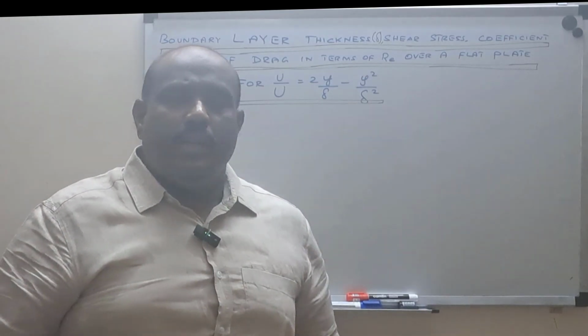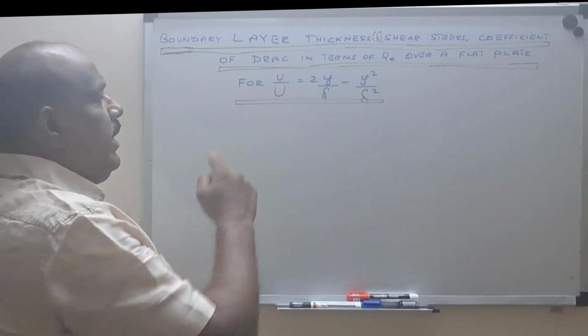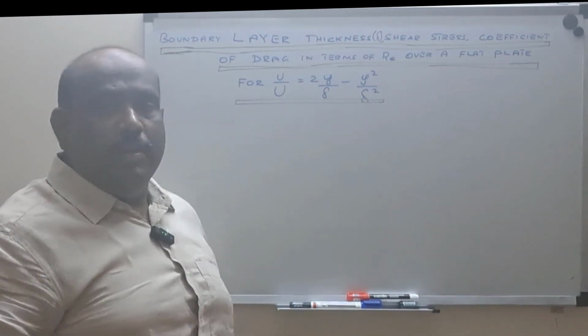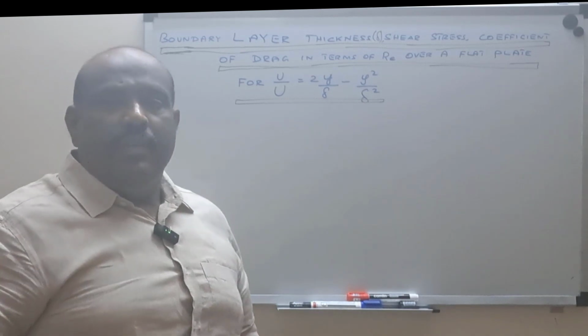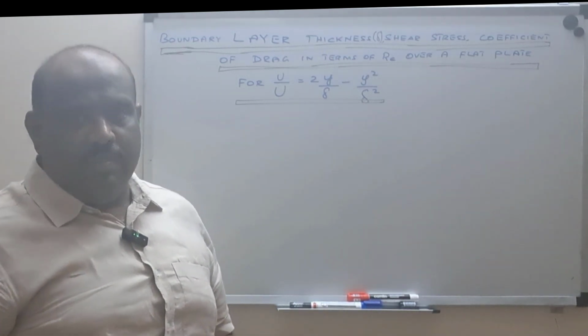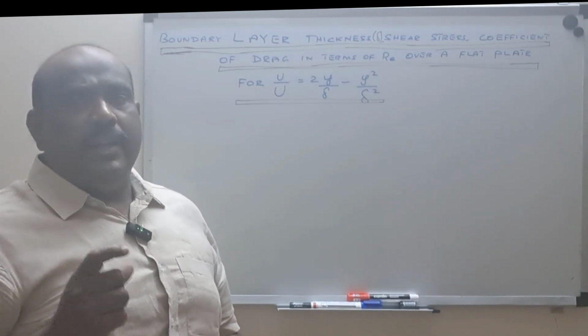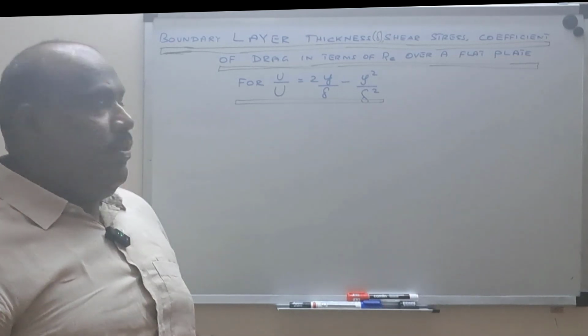Let us continue further. So let us now take the last profile. U by U infinity is given by 2y by delta minus y squared by delta squared. Here we use the variation of the velocity in the y direction, and capital U or U infinity is the free stream velocity, y is the distance along the y-axis, and delta is nothing but the boundary layer thickness.